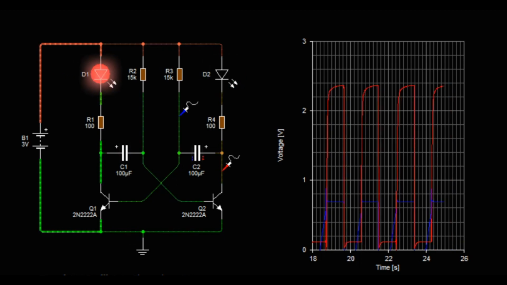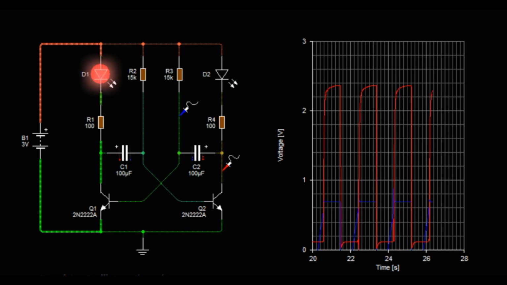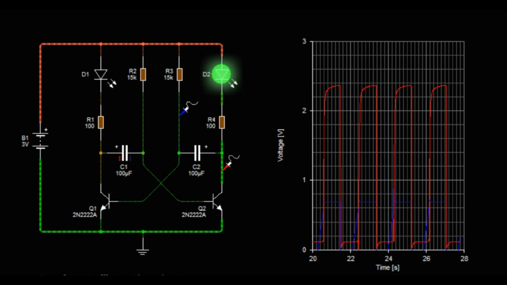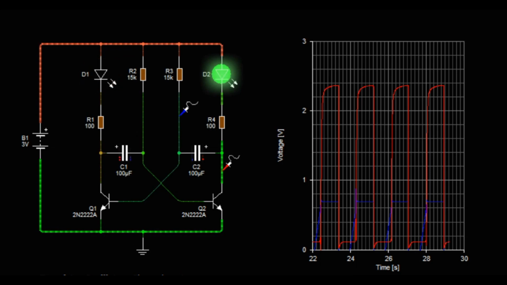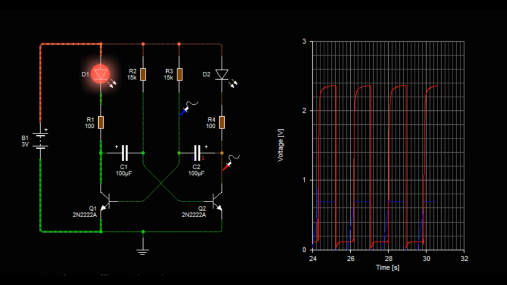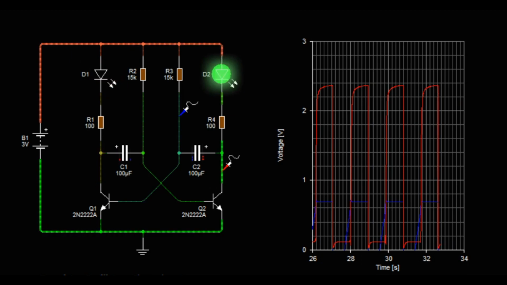Initially, assume that Q1 is on, saturated, and Q2 is off, cut off. As a result, C1 starts charging through R1 and Q1. As C1 charges, the voltage across it increases. When this voltage reaches a certain threshold, Q2 starts to turn on, and Q1 begins to turn off.